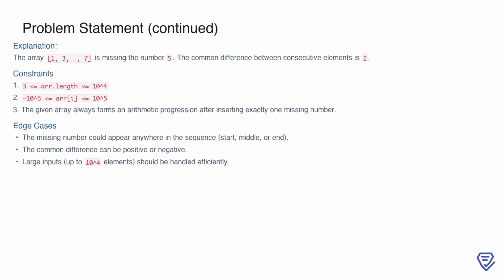Keep in mind a few edge cases. The missing number could appear anywhere in the sequence, at the start, middle, or end. The common difference might be positive or negative, and the solution must handle large arrays efficiently to meet the constraints.